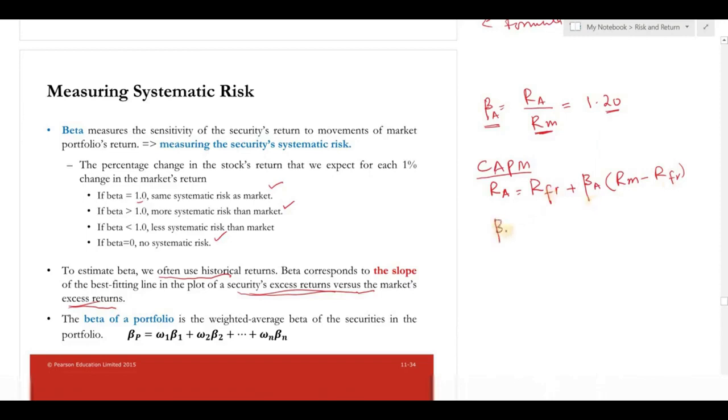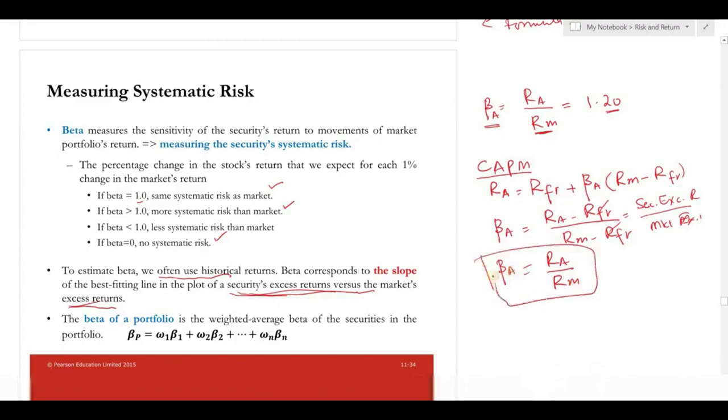So if I want to find the beta A, our answer would be RA minus RFR divided by RM minus RFR. So this is the security's axis return, and this is the market axis return. Okay, so if you see, the beta corresponds to the slope of the best fitting line in the plot of the security's axis return versus the market axis return. So if I cancel this RFR, it would be RA divided by RM. Okay, so we will discuss it in more detail in the next few slides. Okay, so this was the beta of an individual stock.